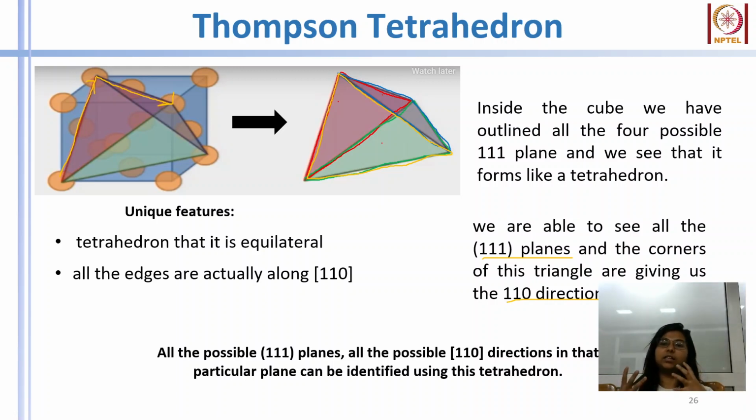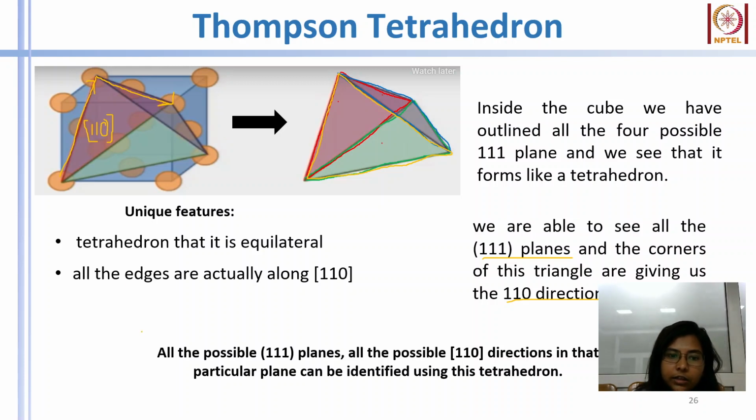So what are the edges? The edges are nothing but the sides of this triangle, right? The edges are giving us the 1, 1, 0 directions. So what are the unique features of this tetrahedron? Firstly, the tetrahedron is equilateral. Secondly, all the edges are along the 110 direction. So this tetrahedron is something special, right? This is nothing but the Thomson tetrahedron.